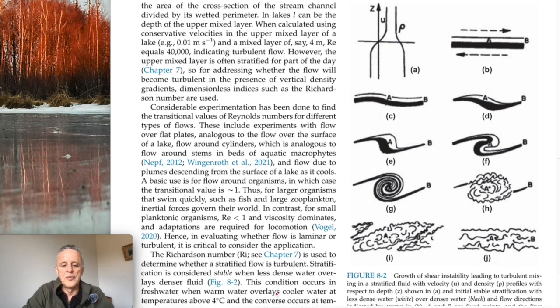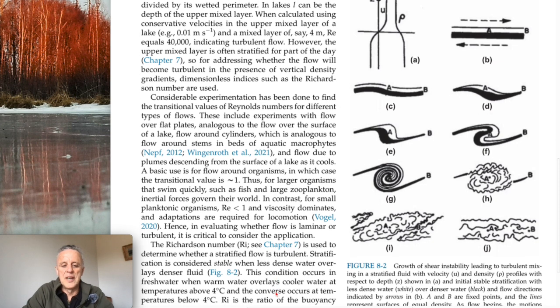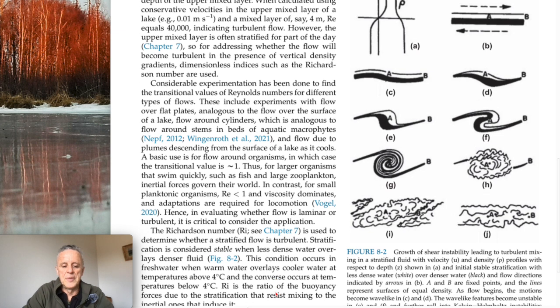A basic use is for flow around organisms, in which case the transitional value is approximately 1. Thus, for larger organisms that swim quickly, such as fish and large zooplankton, inertial forces govern their world. In contrast, for small planktonic organisms, Re is less than 1, and viscosity dominates, and adaptations are required for locomotion. Hence, in evaluating whether flow is laminar or turbulent, it is critical to consider the application.